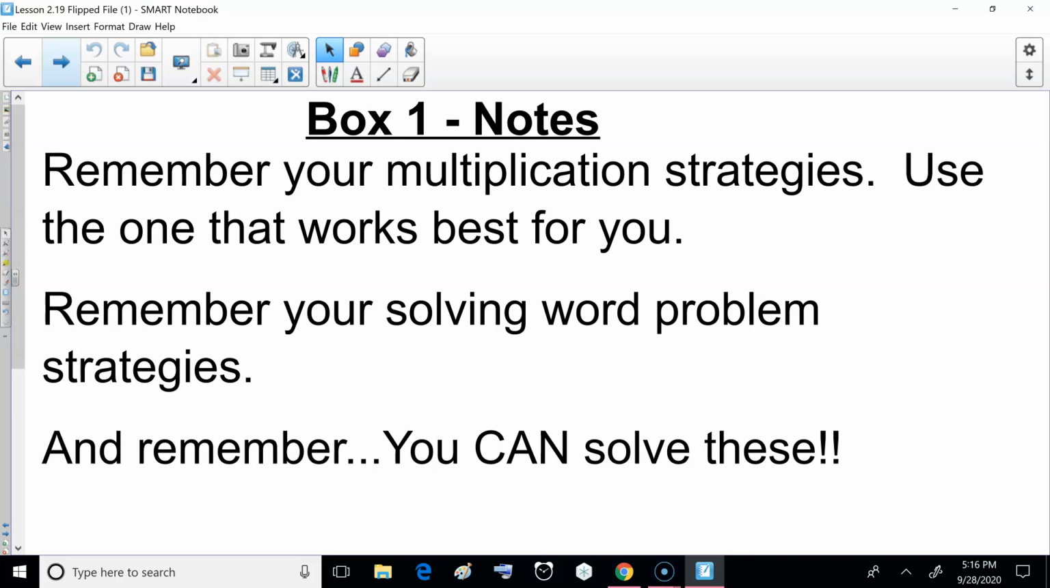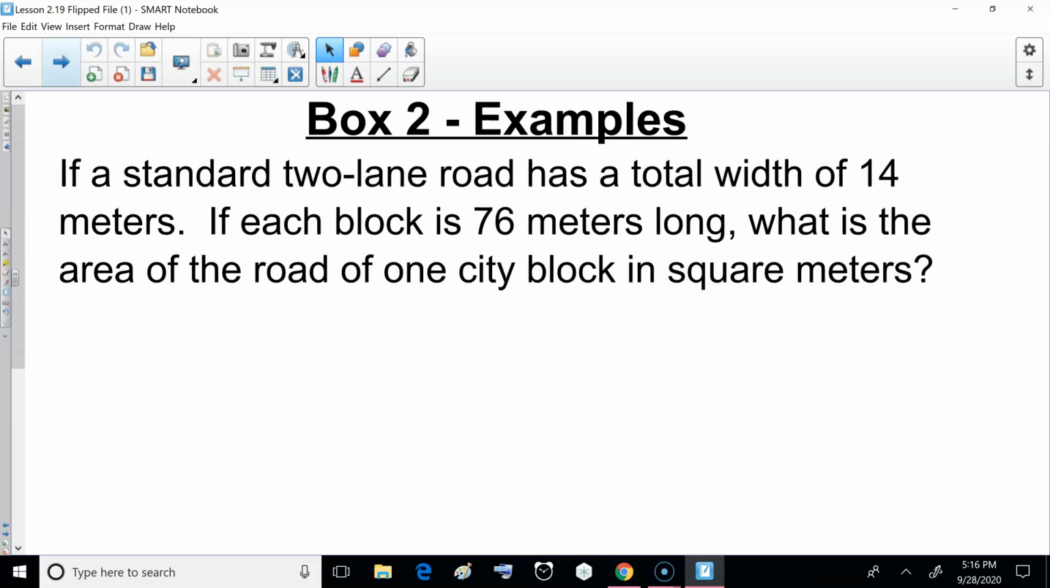So box 1, your notes. Obviously, you don't need to take these notes down. Just remember your multiplication strategies. Use the one that works best for you. So next one, remember your solving word problem strategies. And remember, last but not least, you can solve these. Have confidence in yourself that you are a good mathematician. So here's some examples for today.